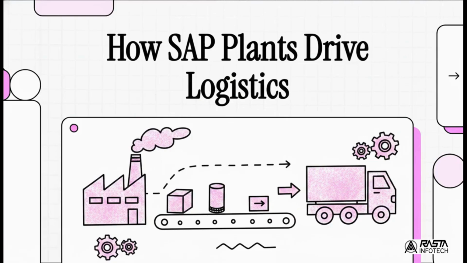Let's jump right into this explainer. Today, we're dissecting the core SAP architecture that completely drives digital transformation. Specifically, we're zooming in on how SAP plants power enterprise logistics. We're going to look under the hood to see exactly how this critical node structures massive global supply chains.